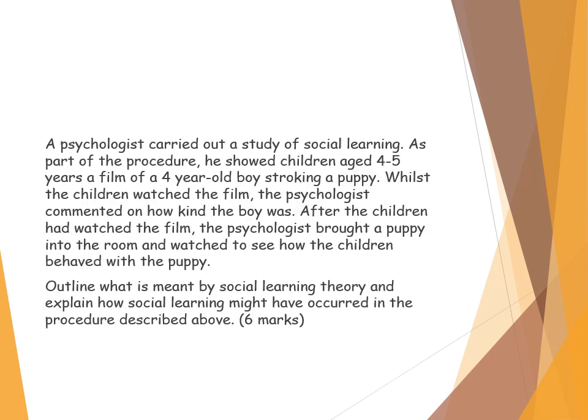So, for example, a 6 marker here: a psychologist carried out a study of social learning. As part of the procedure, he showed children aged 4 to 5 a film of a 4-year-old boy stroking a puppy. Whilst children watched the film, the psychologist commented on how kind the boy was. After the children had watched the film, the psychologist brought a puppy into the room and watched to see how the children would behave. Outline what is meant by social learning theory and explain how social learning theory might occur in this procedure. So what is social learning theory?